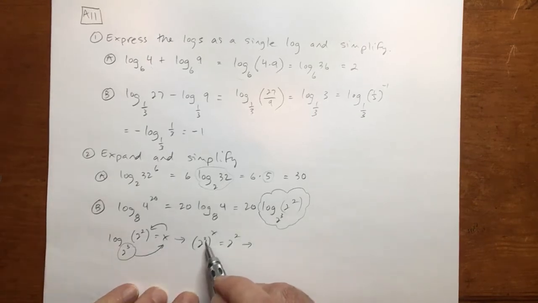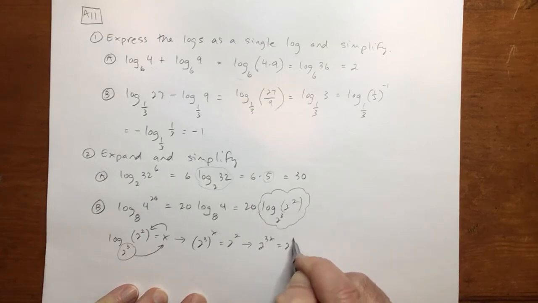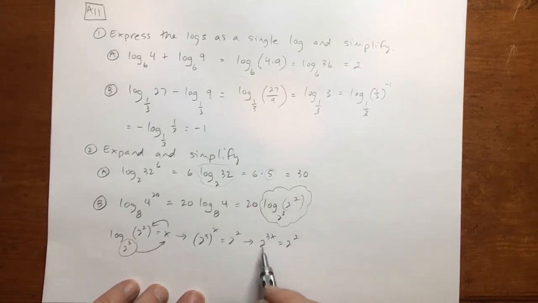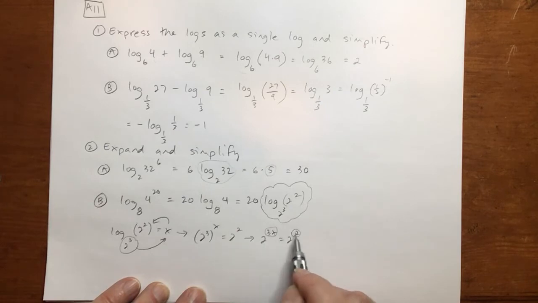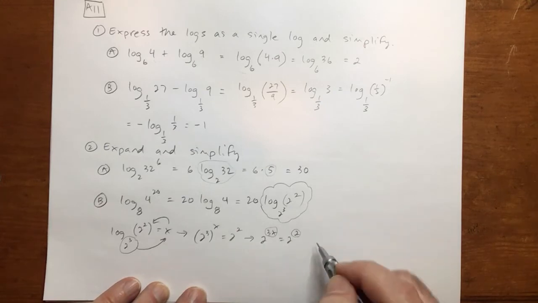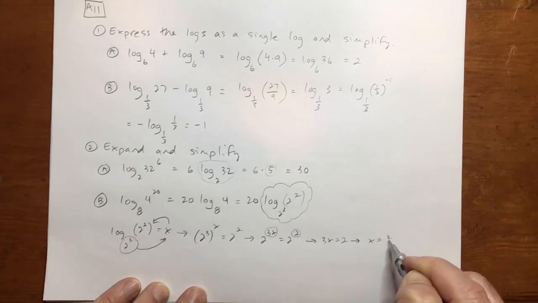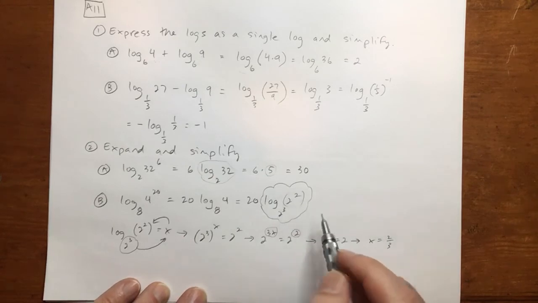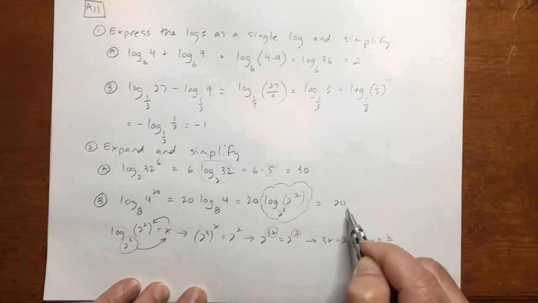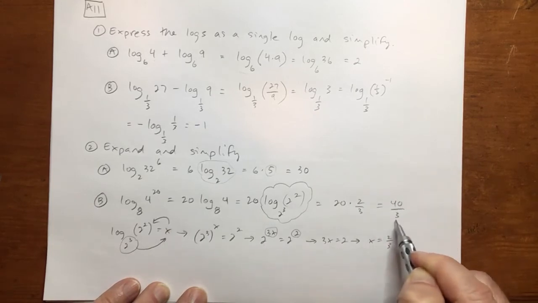Okay, and then we know our exponent properties. If I raise an exponent to an exponent, I multiply them. And then think about what you're looking at right here. I have 2 to this power equals 2 to that power, so this has to equal that. In other words, 3x equals 2, so x is 2/3. And this was my x right here. And so all of a sudden I have 20 times 2/3, which is 40/3.